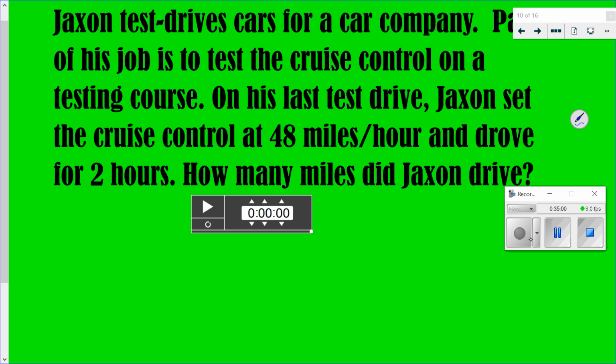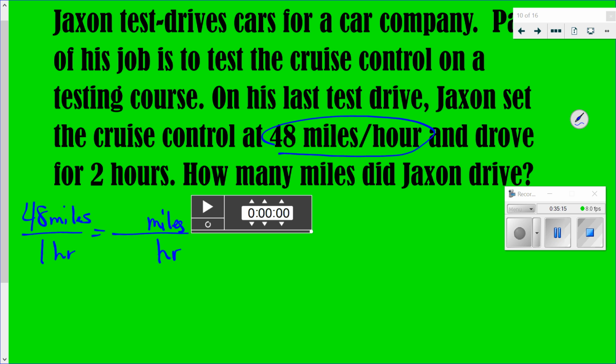Okay, on this one, again, here's our rate, 48 miles an hour. So I'll write that down. Equals, just draw your thing. Miles, hour, magic box. What was our other number? 2 hours. Dang, I got it. 1 to 2, what did I do? Multiply by 2, 96. See how easy this is? If you will show the work, it literally makes this almost a no-brainer for you guys.